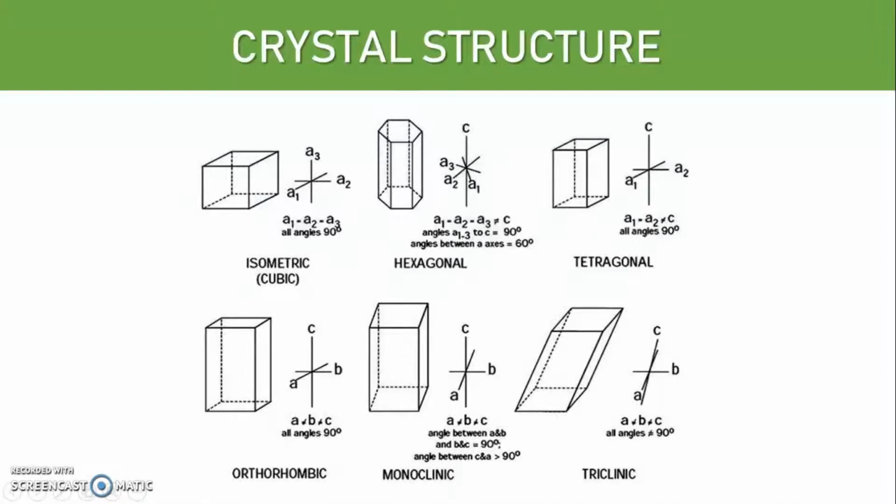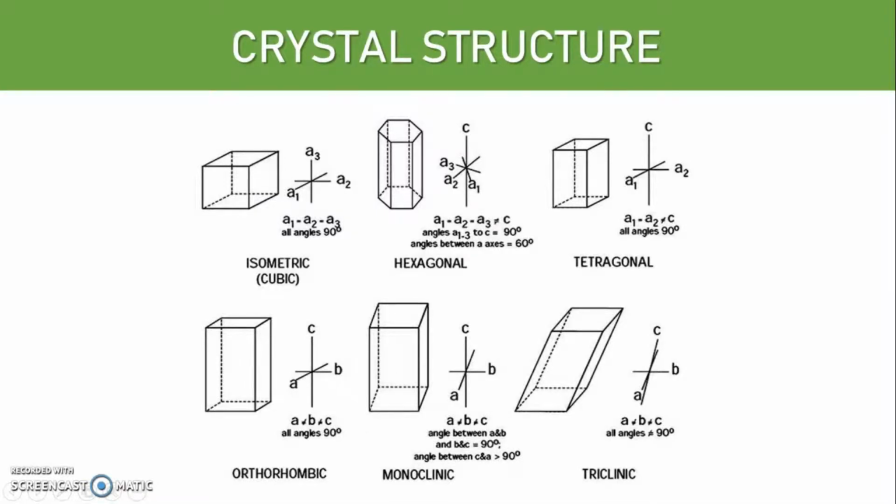There is isometric. Isometric is when there are 3 axes and they're all equal and they form right angles. We also have hexagonal. Hexagonal has 3 equal lateral axes and they all form right angles to a vertical axis. We also have tetragonal, which consists of 3 axes where the 2 lateral axes are equal. We also have orthorhombic. These are 3 unequal axes, but they form right angles.